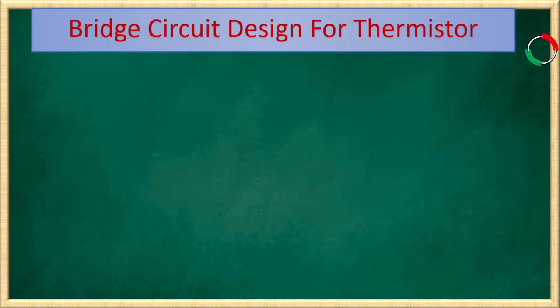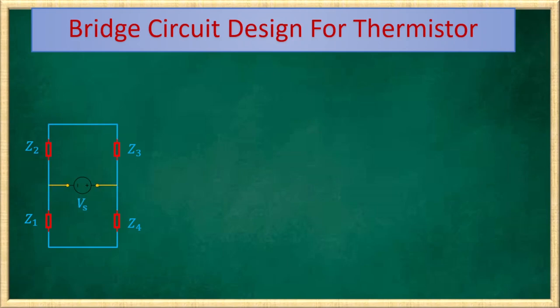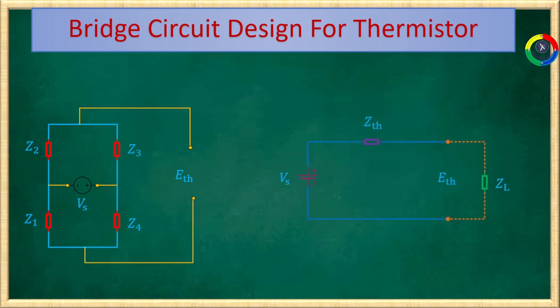A generalized bridge circuit consists of four impedances Z1, Z2, Z3, and Z4 connected in such a way that the voltage source is fed in those terminals and the output is taken from those nodes and is given the name ETH. Here, designing a bridge circuit means finding the specifications for Vs and the impedances. The design procedure follows Thevenin's theorem and finding the final Thevenin's equivalent circuit of this one. Here ETH is the Thevenin's voltage and ZTH is the Thevenin's equivalent impedance.